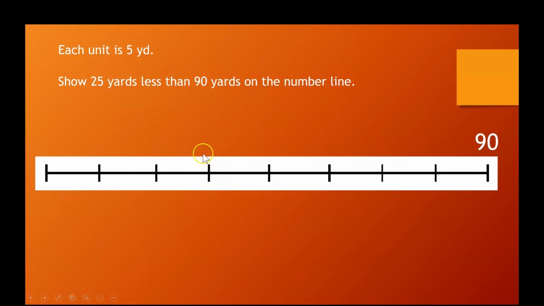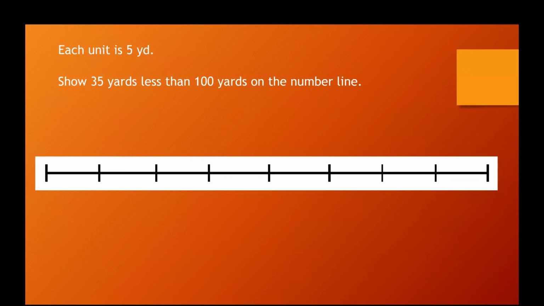So let's count starting from 90, going backwards by 5s. So 90, 85, 80, 75, 70, 65. So 25 yards less than 90, or 90 minus 25, is 65.